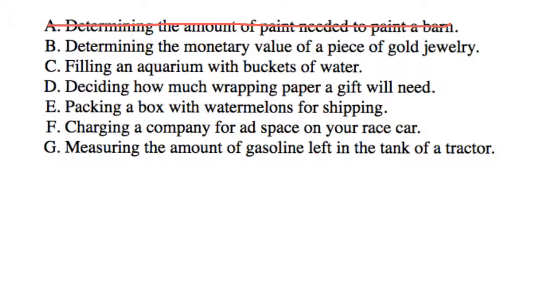On the second one, determining the monetary value of a piece of jewelry, now, gold jewelry. Now, this one's tricky, and here's why it's tricky, because you don't know. It's gold on the outside, but it's gold all the way through. It takes up a lot of space. So we're going to say B actually does work.